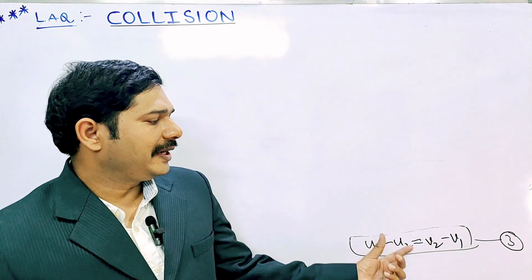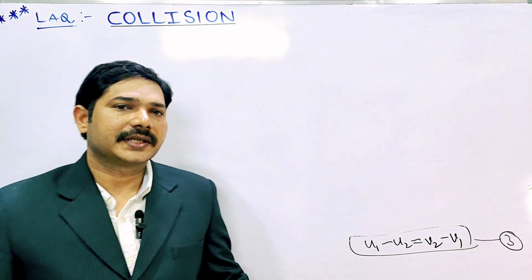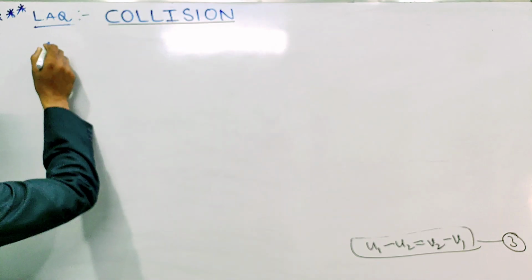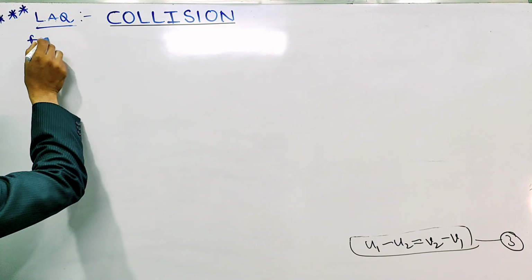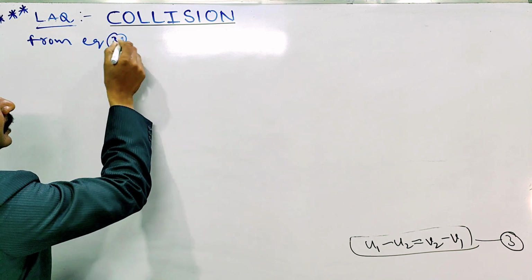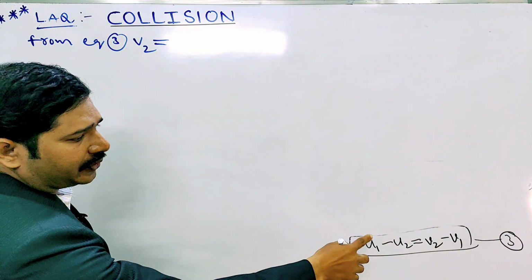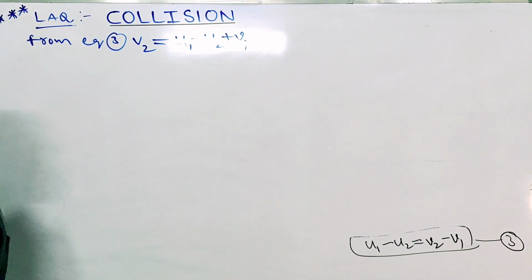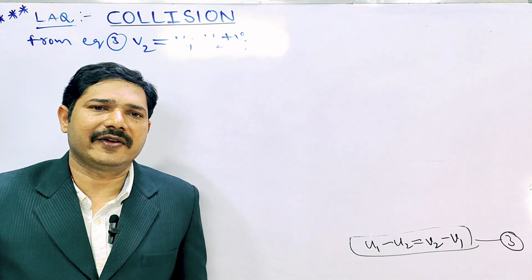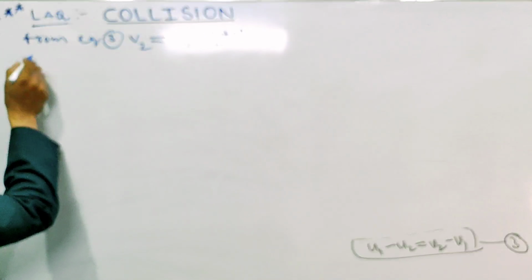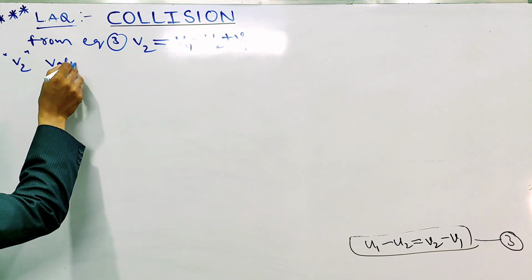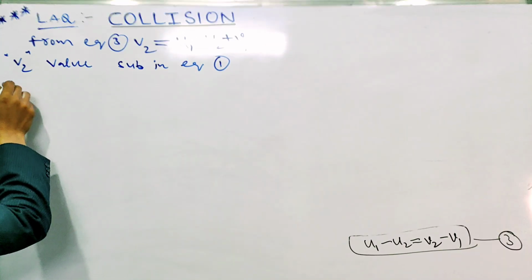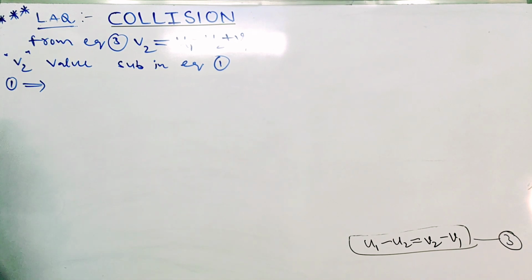So in this, from equation 3, to get v1, now we have to take v2 as the subject. How? Listen here. From equation 3, v2 taken as subject is u1 minus u2 plus v1. This v2 value we substitute in equation 1. What is equation 1?